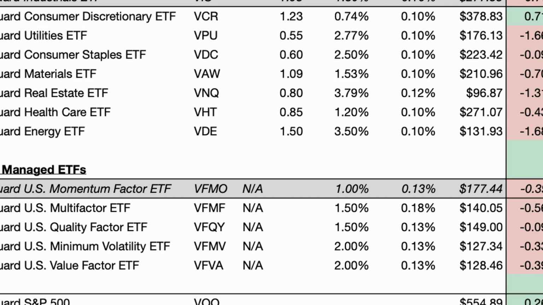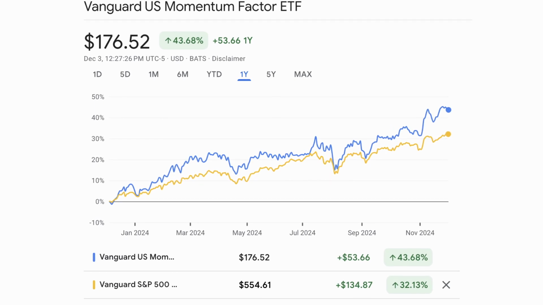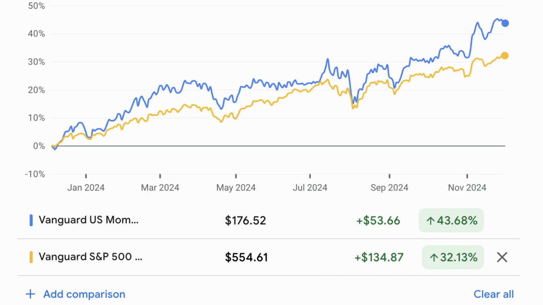Finally, let's look at some of these actively managed ETFs that Vanguard has. Again, I like them because they're fairly low cost compared to other actively managed accounts. And you're going to get exposure to many of the stocks that are in the passively managed index funds. So if we look at the Vanguard US Momentum Factor ETF, I think it's a good example just to show where the market has been over the last year or two.